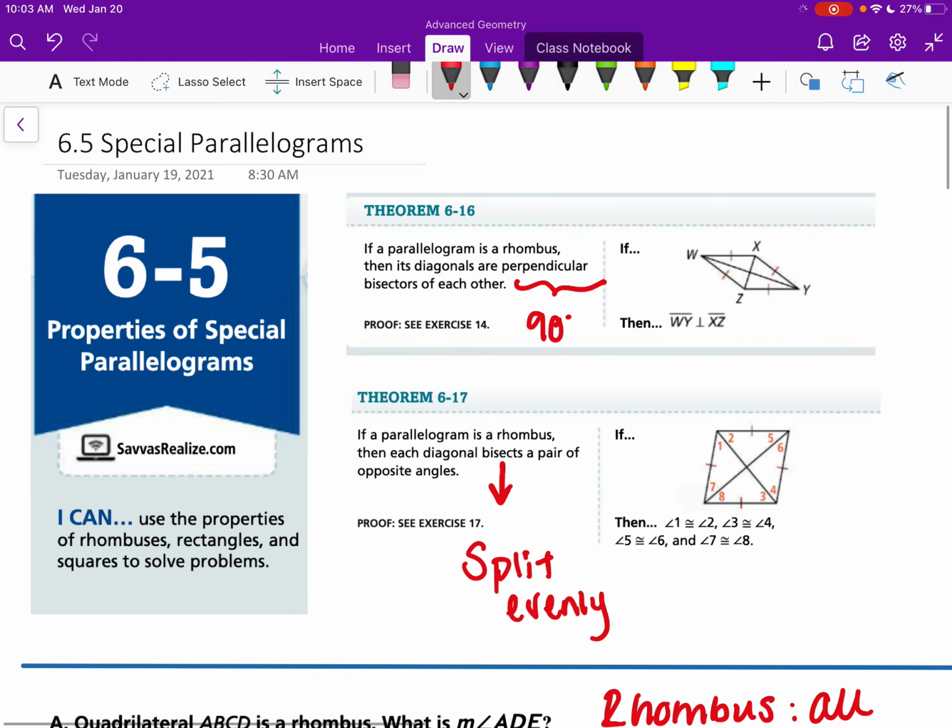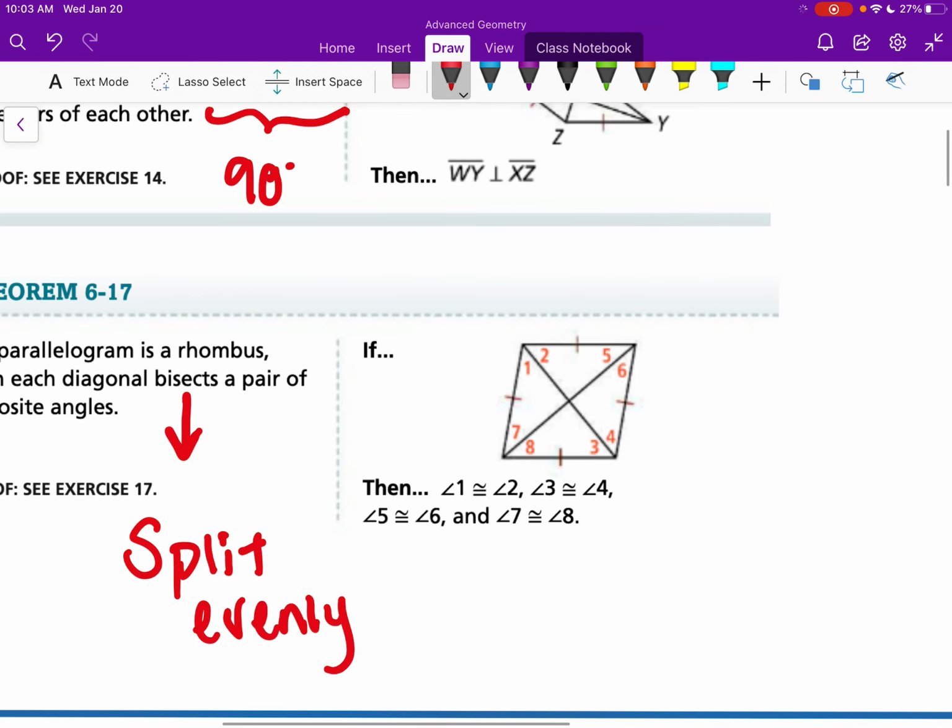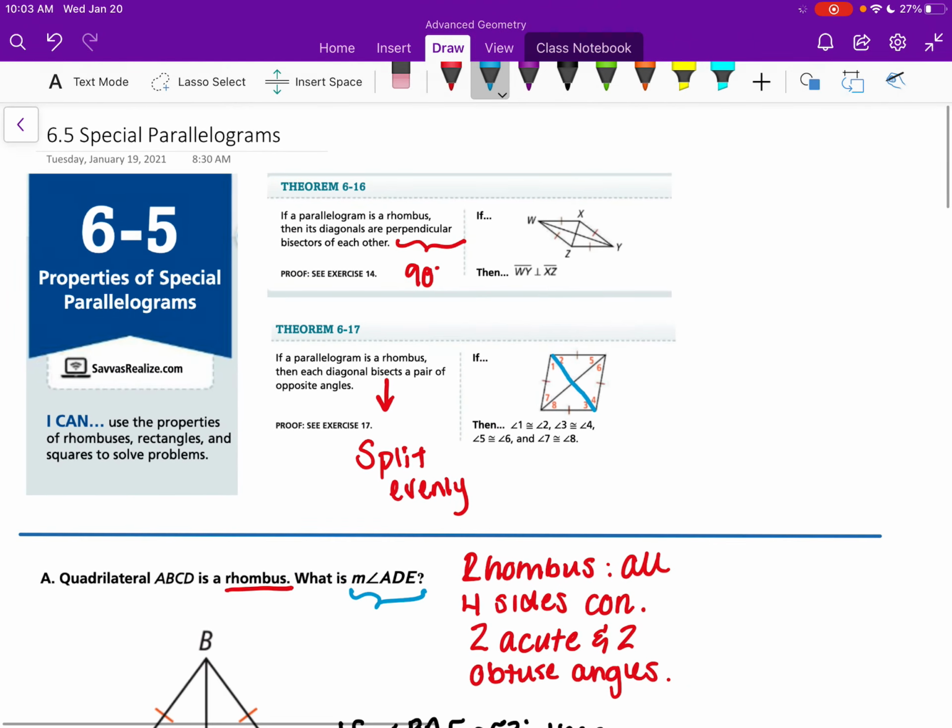If we zoom in and look at this rhombus, I can see that each vertex has been split into two angles, and they are congruent angles. So this blue line divides angle 1 and 2, they are congruent, divides angle 3 and 4, they are congruent, and so forth. Let's do some problems with some rhombuses.